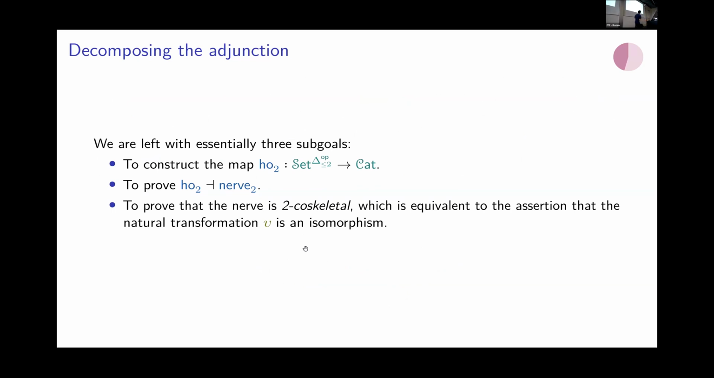So those are the three sub-goals that we need. We need to construct ho2. We need to prove the adjunction. And then we need to prove that the nerve is 2-coskeletal, which is the same thing as saying that that natural transformation upsilon is an isomorphism.